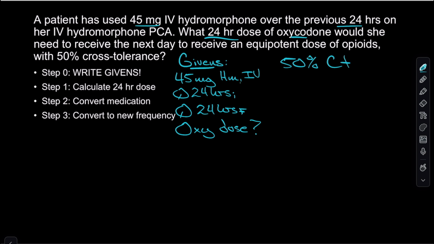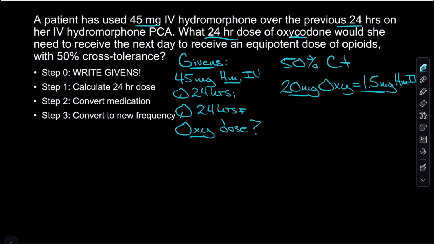And then we need to know our conversion from hydromorphone to oxycodone. We just did this in our last problem, but it's 20 milligrams oxy equals 1.5 milligrams hydromorphone IV. So it's more potent because it's being given IV. Regardless, this is our conversion factor.